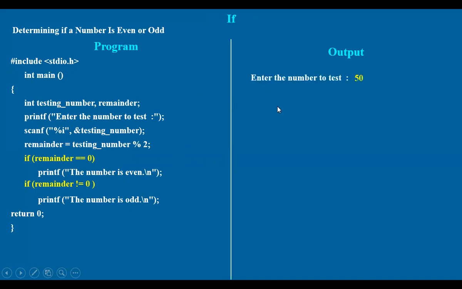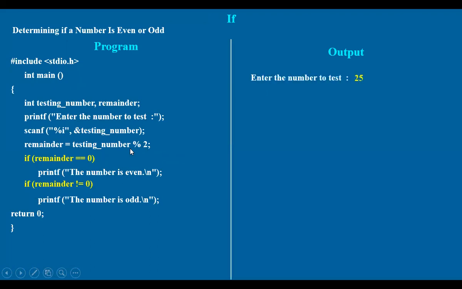Enter the number, right? 50. The number is even. So 50, the remainder is 0 here. The number is shown as even. And once it is executed, it comes out, because this actually tests the second one also. In this case, this condition is true, so this is executed. Fine. This condition also will be tested. It is not equal to 0, then it won't execute. So that's how the flow continues.